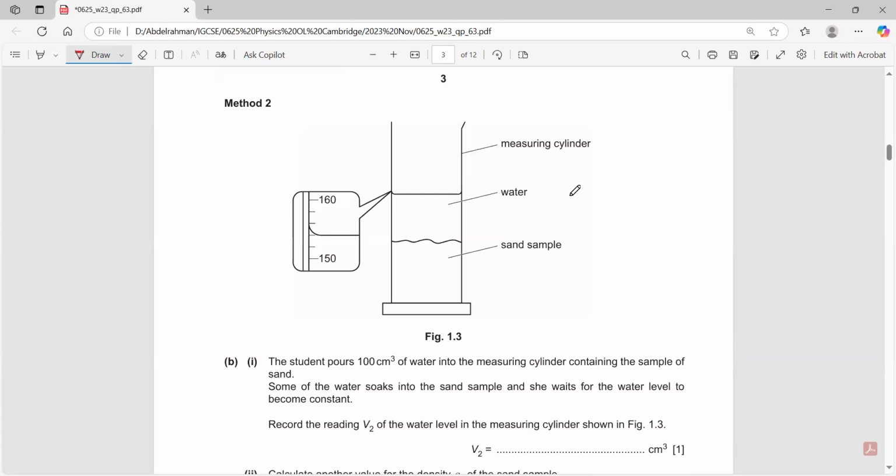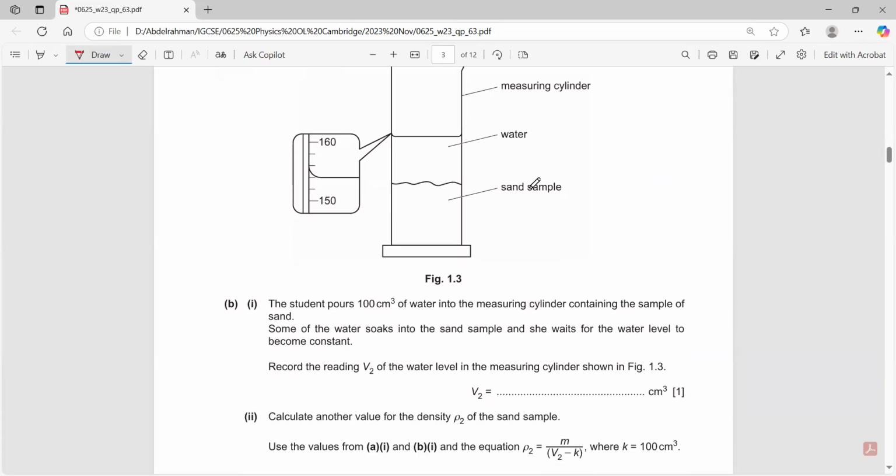Method 1, he just added the sand, he found the volume and the mass. In method 2, he added water, right? He pours 100 centimeters cubed of water into the measuring cylinder containing this sample of sand. Can I find volume 2 of the water? Yes, I can find volume 2 of the water, as we all said, from the bottom of the meniscus.